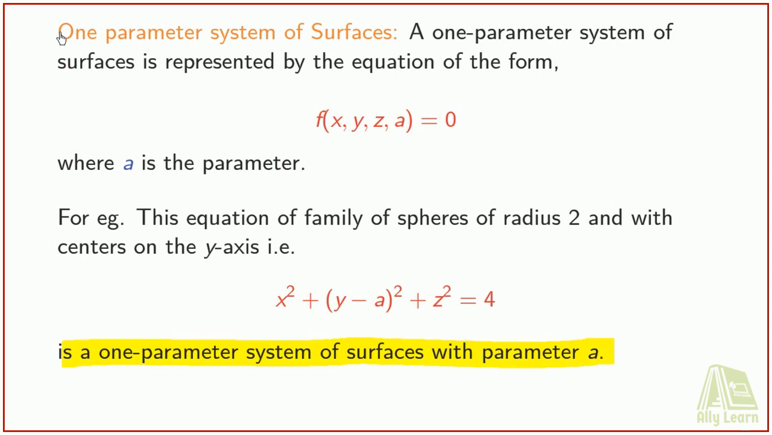So let's once again recall it. One parameter system of surfaces is a system of equations of surfaces having one parameter. This parameter we are denoting by a. As an example, the equation of family of surfaces of radius 2 having centers on y-axis. The centers will be 0, a, 0, where a is the parameter and a is varying again and again. So we are getting a system of surfaces, and since it has only one parameter, it is called a one parameter system of surfaces. So afterwards we will move on to two parameter system of surfaces.